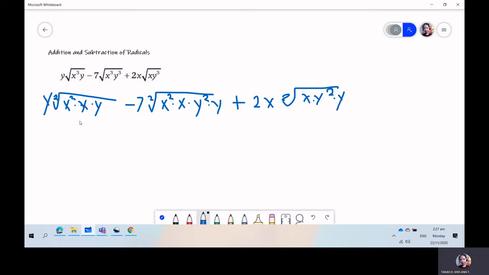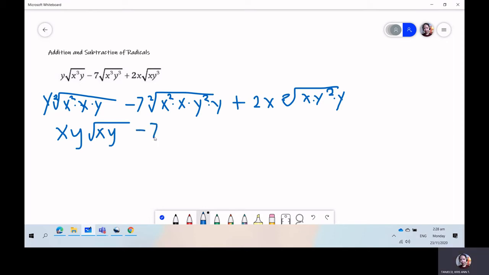Remember, we are doing this to make the given radicands the same or similar. So again, we need to make sure that the exponent of the given variable must be divisible by the nth root that we have here. To simplify this further, we can now get the square root of x squared. That will be x. So let me just write it as x, and y, square root of the remaining variables x, y.